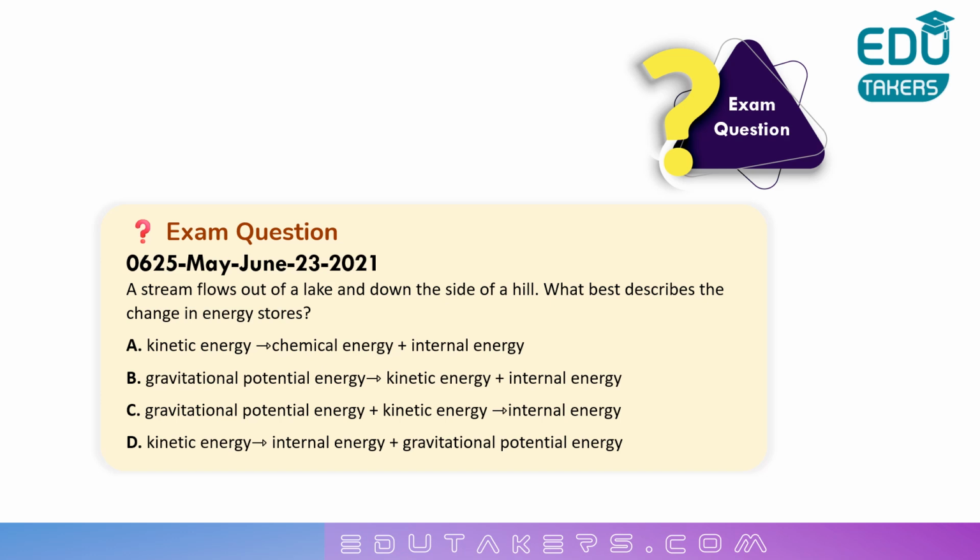When water flows from a lake down a hill, its stored gravitational potential energy is converted into kinetic energy due to motion and internal energy due to friction. The correct change in energy stores is Option B, gravitational potential energy, kinetic energy plus internal energy. This describes the energy shift from potential to kinetic and internal as the stream moves downhill.